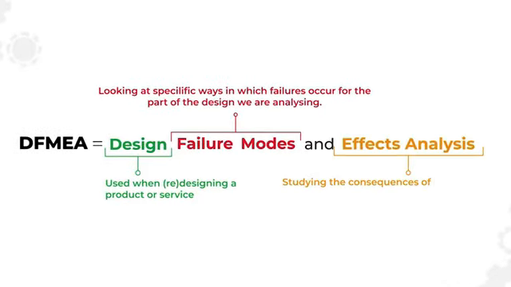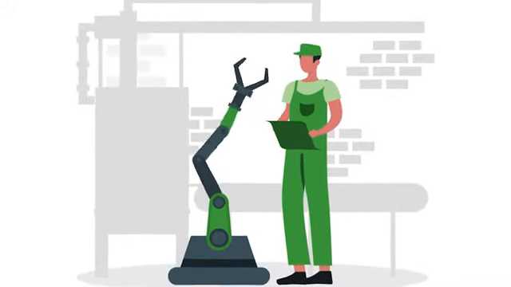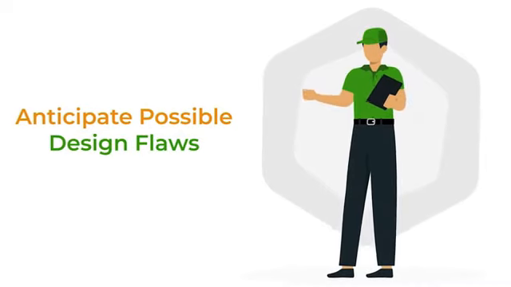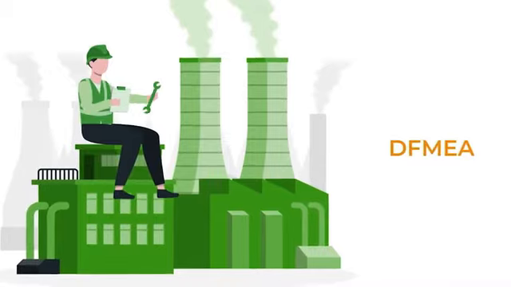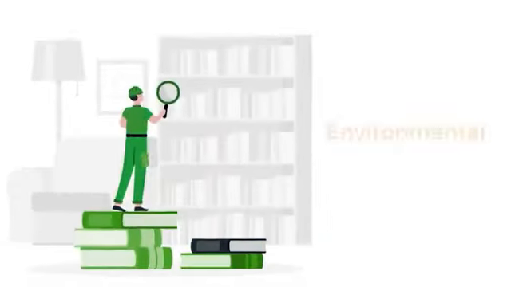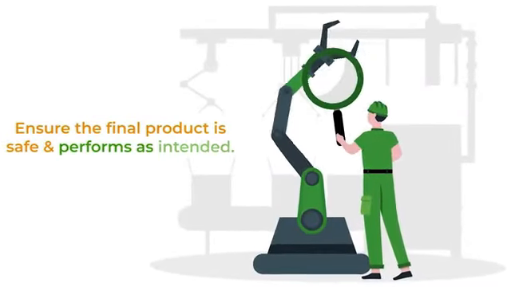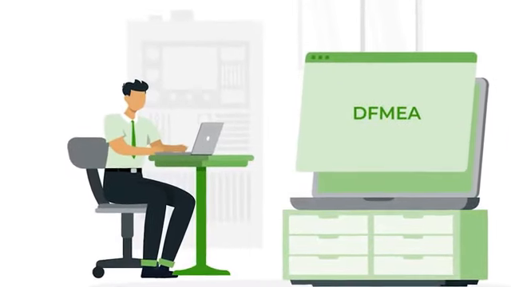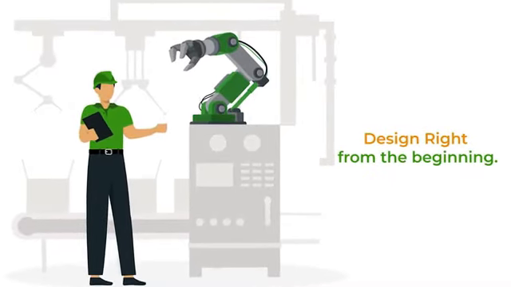DFMEA, or Design Failure Modes and Effects Analysis, involves putting the design of a product under scrutiny to identify and anticipate possible design flaws so they can be resolved before mass production of that product begins. DFMEA considers various factors, such as materials, regulatory requirements, and environmental interactions to ensure the final product is safe and performs as intended. DFMEA is best done during the design process, so that failure prevention and detection are built into the design right from the beginning.